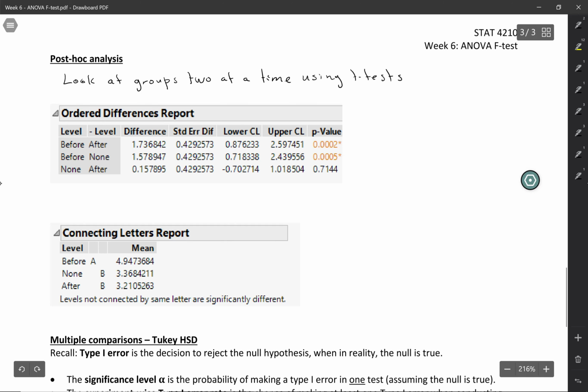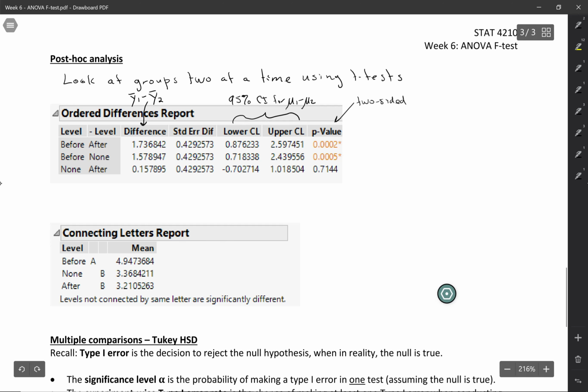So the first thing here is the difference, which is just the difference of means. I'm going to write this as y bar 1 minus y bar 2, and that's going to be whatever order they're listed here. Like here it says before minus after. So this is giving us the difference of the sample means for before minus after. Lower CL and upper CL, this is the 95% confidence interval for the long run difference in means, like mu1 minus mu2, depending on which groups you're comparing. And then this is the two-sided p-value.